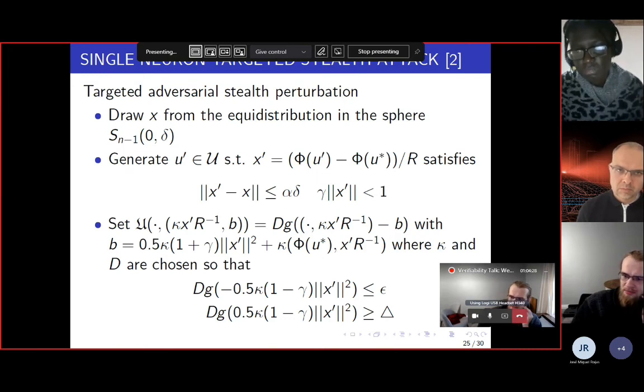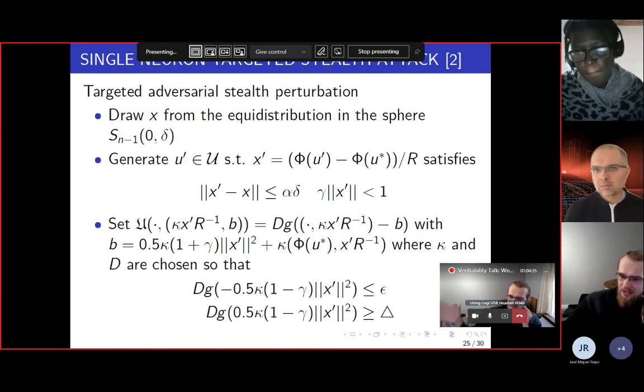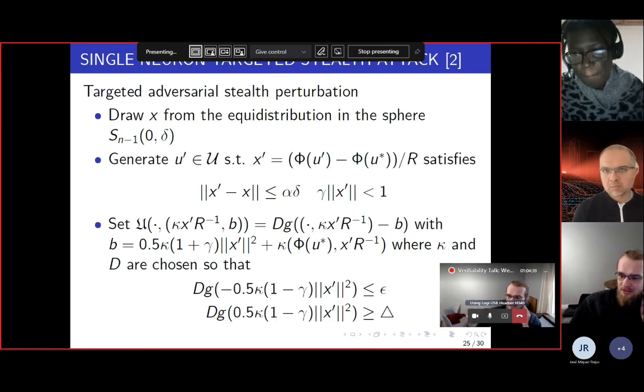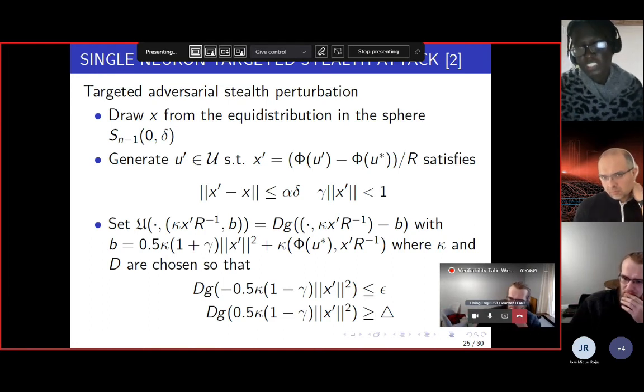Okay, so I guess this could be deployed, for example, if someone had access to a neural network, say, a co-developer, and wanted to change it without anyone noticing. That's the kind of attack scenario one can use, yeah.